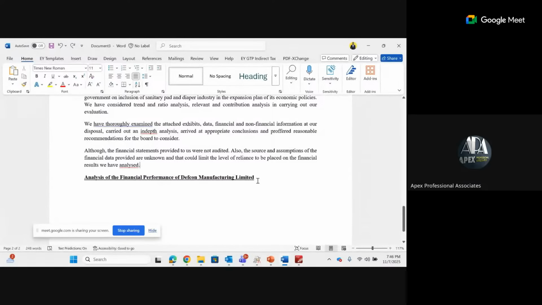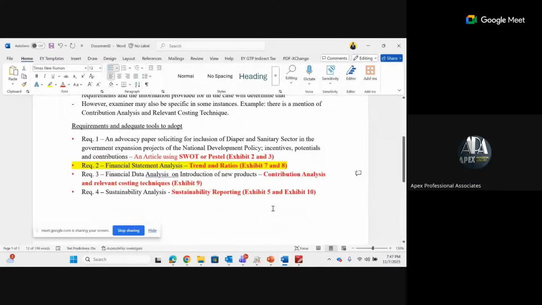And there's no need for you to say requirement 1, analysis of the reports. No. That is not necessary. Just start with the header: analysis of the financial performance of DEFCON Manufacturing Limited. And you start to analyze. This is where you will now start to do your calculations. Let's go back to that place. We said for these requirements, financial statement analysis, what are we going to need? We are going to need both trend and ratios. So I will take my time to walk you through both.